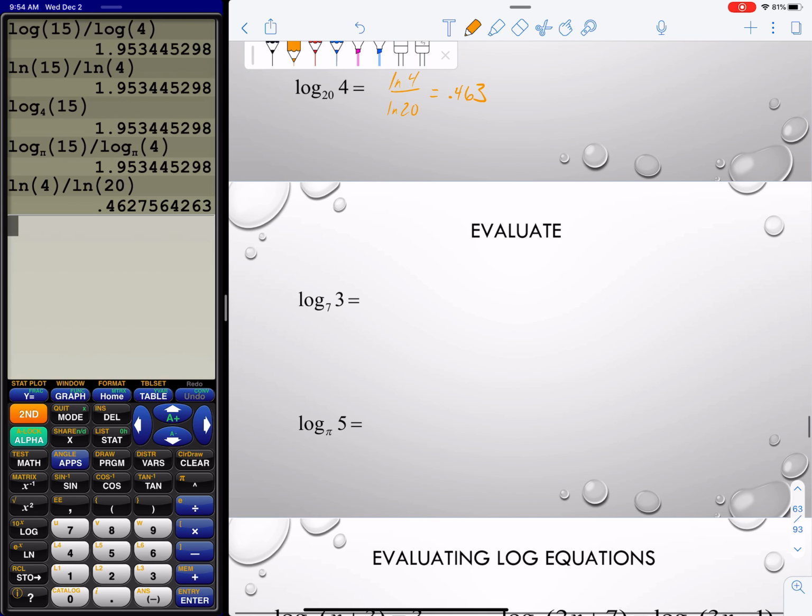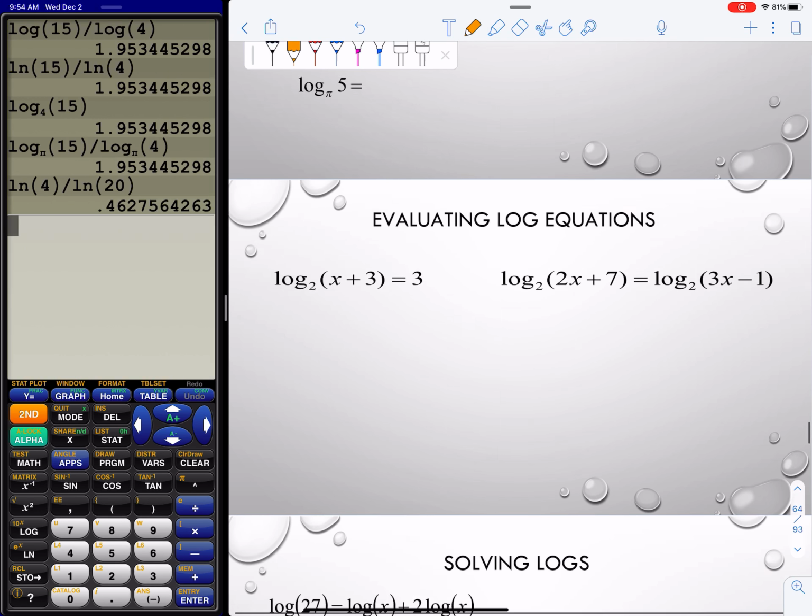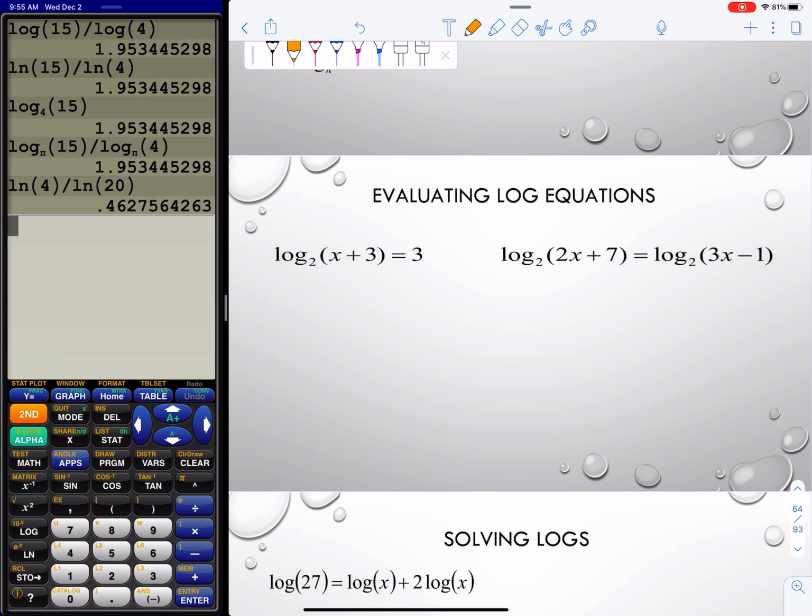So again, I'm not going to insult your intelligence by doing 2 more of these. I don't think we need to. Again, make sure for final answers, if it's asked for an exact form, that you do in fact put your final answer in either log base 10 or natural log. Okay. Evaluating and solving logs, right?